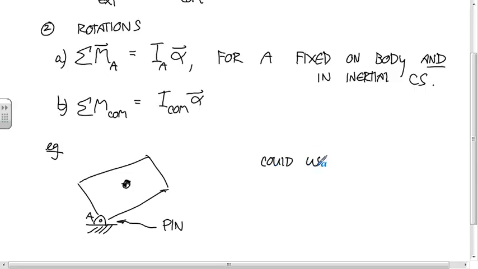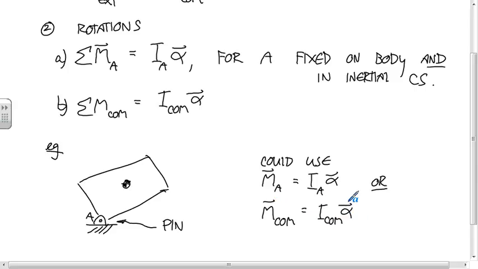You could use M_A is equal to I_A alpha, or you could use M_COM is equal to I_COM alpha. You have the option because here we have a fixed point, and the center of mass thing is always true. You can always use this.